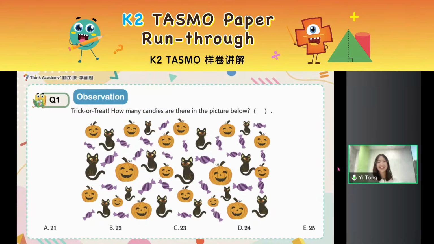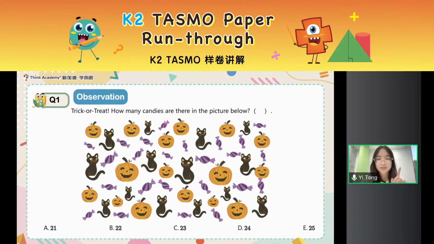Halloween trick or treat. Now, do you love this game? We are going to count how many candies are there in the picture below so we can do our trick or treat. So when we count, how do we do it? To keep track, let's use our pencils. Don't just look. So let's pick up our pencil and count from top to bottom, left to right. Follow me and say it out when we count.